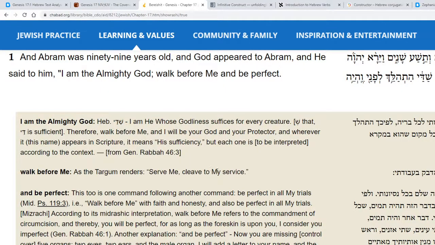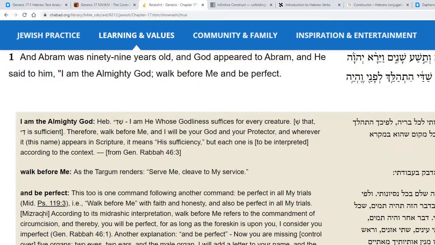Serve me, cleave to my service. And be perfect. So Tamim, this too is one command following another command. Be perfect in all my trials. Walk before me with faith and honesty, and also be perfect in all my trials.